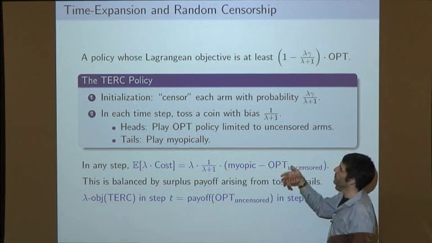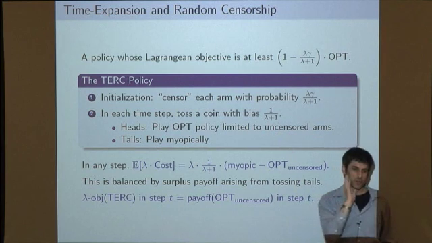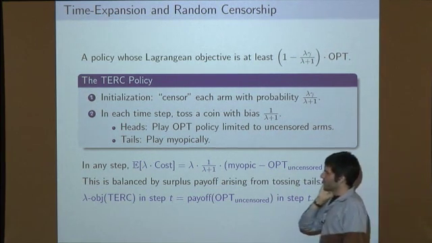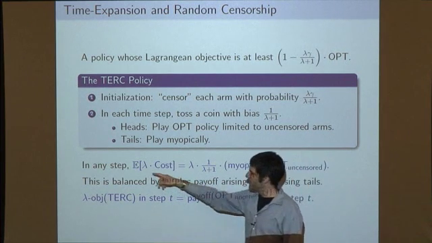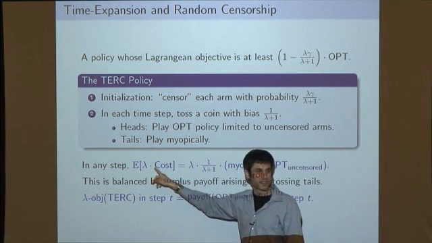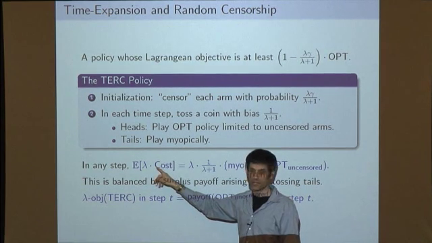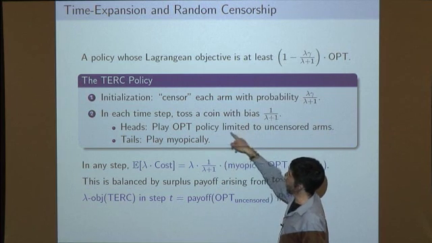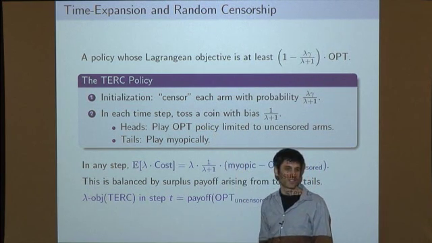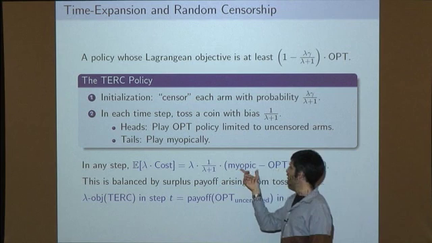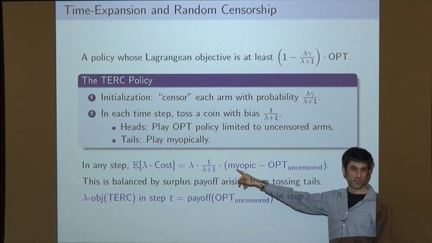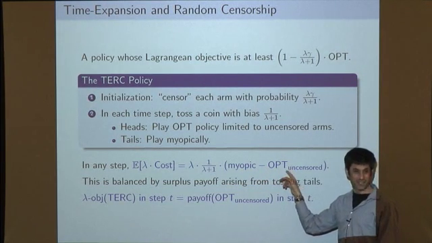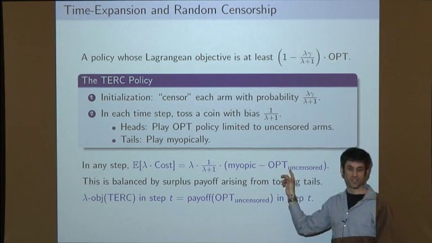Why does it work, and why this 1 over lambda plus 1 in the bias? So here's a simple calculation. In any step, if you look at the expected value of lambda times the bonus that you pay out, that's lambda times 1 over lambda plus 1, because you only pay a bonus in the event that the coin lands on heads, times the amount of the bonus, which is the payoff of the myopic arm, minus that of the one that you told the person to play instead of the myopic arm.